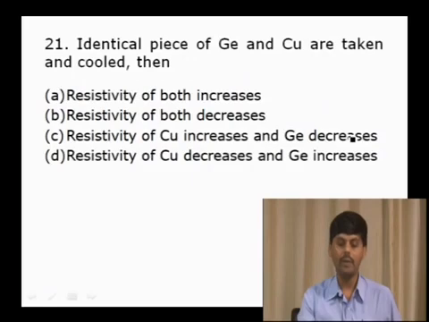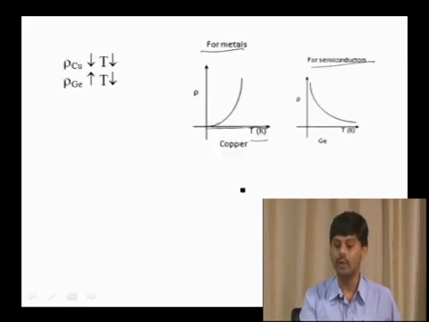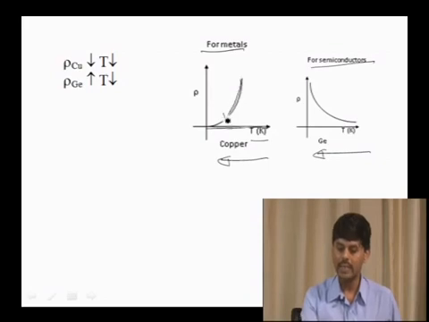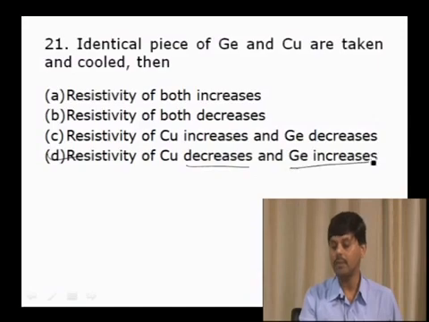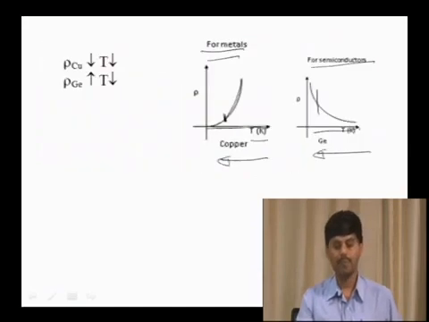But in the problem, two identical pieces are taken and cooled, which means we are going to reduce the temperature. If you reduce the temperature, in this case resistivity decreases, and in this case resistivity increases. For metal it decreases, for semiconductor it increases. Therefore, the correct option is D: resistivity of copper decreases and for germanium it increases.